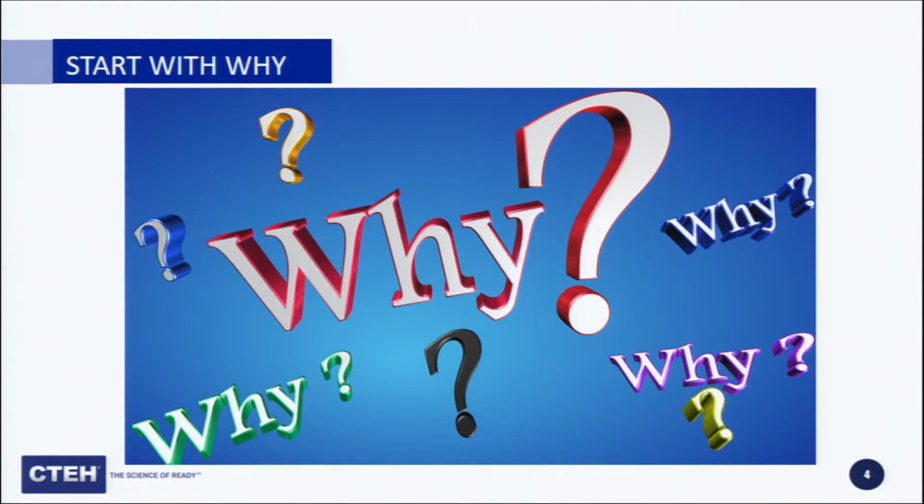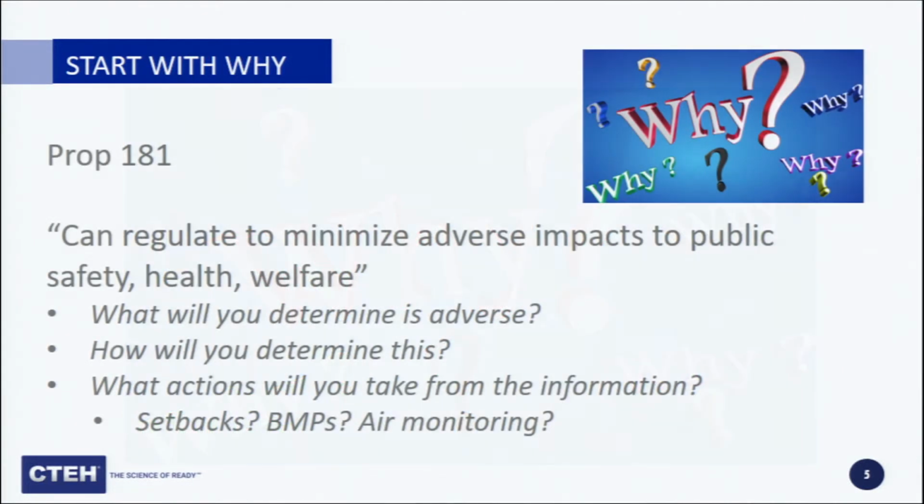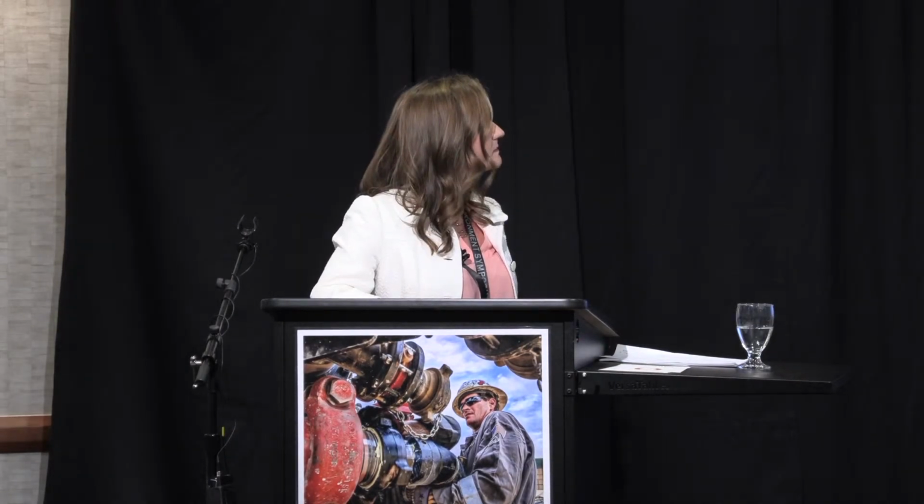Again, I said you need to start with why. What are your objectives when you start to evaluate the adverse health impacts? Prop 181 talks, as one component, about being able to regulate, especially at the local government level, to minimize adverse impacts to public safety, health, and welfare. So the question is, what will you determine as adverse? What does adverse mean? How will you determine this? And then what kind of actions do you plan to take with that information? Setbacks, BMPs, air monitoring, what are you going to do with that? Those are all very important: assess your purpose and define these things before you go out and start to collect data or information.